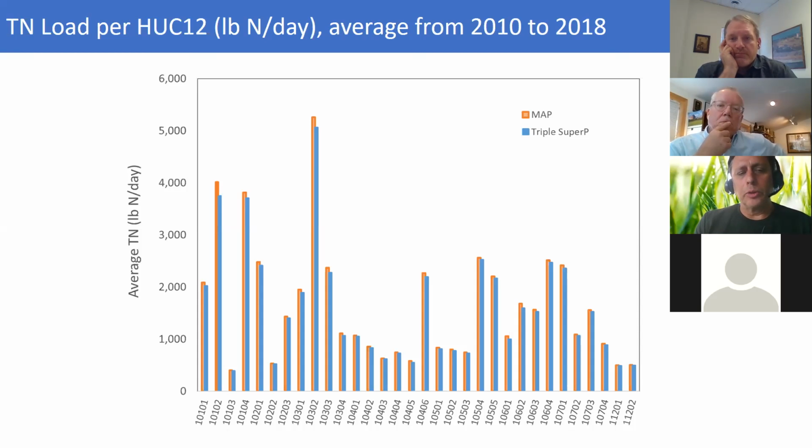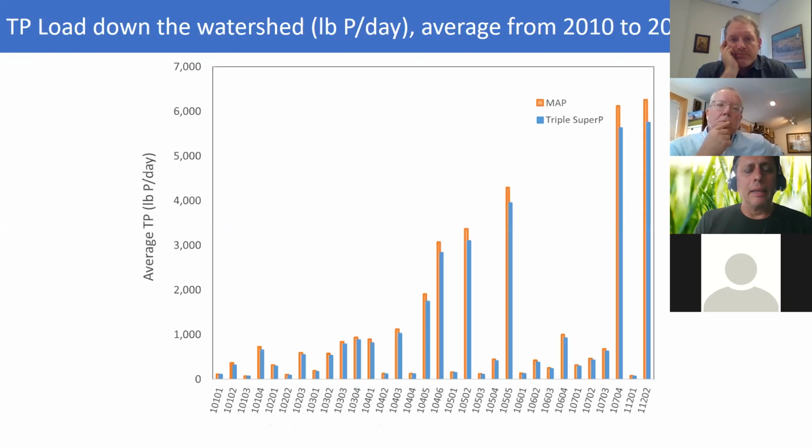This is total nitrogen, average load per HUC 12. And then this is the total phosphorus again as it builds down the watershed from the upper parts all the way down to the discharge on the right-hand side. And so we see there that it's building up. And we see a bigger difference between scenarios, between the MAP scenario and the triple superphosphate, based on the information about the operations and the application of fertilizer for these two different scenarios.